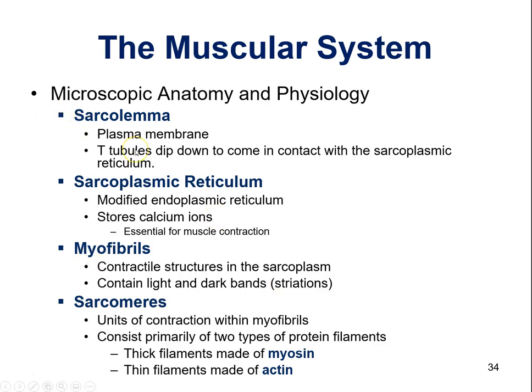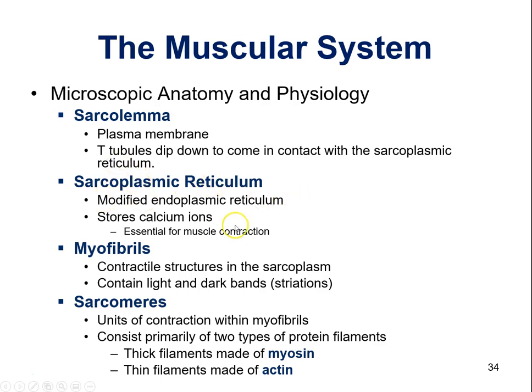Sarcolemma is analogous to the plasma membrane. When you think about a general cell, we talked about the plasma membrane on the outside. In a muscle cell, you're going to call that a sarcolemma. And then it has these extensions or invaginations of the sarcolemma called T-tubules that protrude inside the cell. We'll leave it at that.